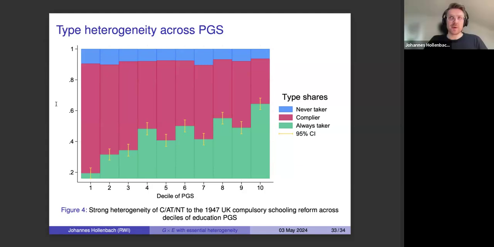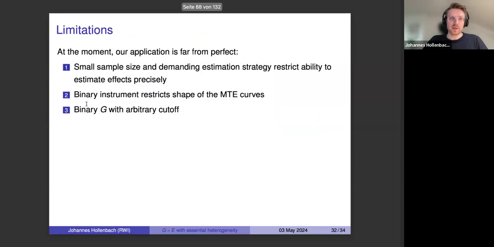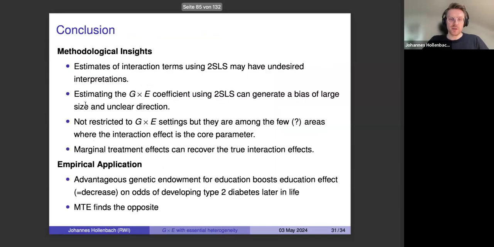Maybe we have to take a step back. All I'm trying to say is that if our two prerequisites hold, then what you're estimating with two-stage least squares may not have the same interpretation as what you want it to be. That's all I'm saying.